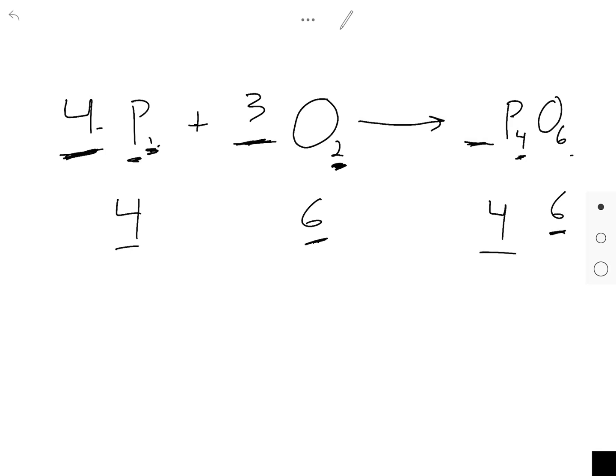So all I need to do on that one was put a 4 in front of the phosphorus, 3 in front of the oxygen, and now it matches. This stays 1 right here. You can write a 1 there if you want. And we have 4 phosphorus and 6 oxygen on this side.